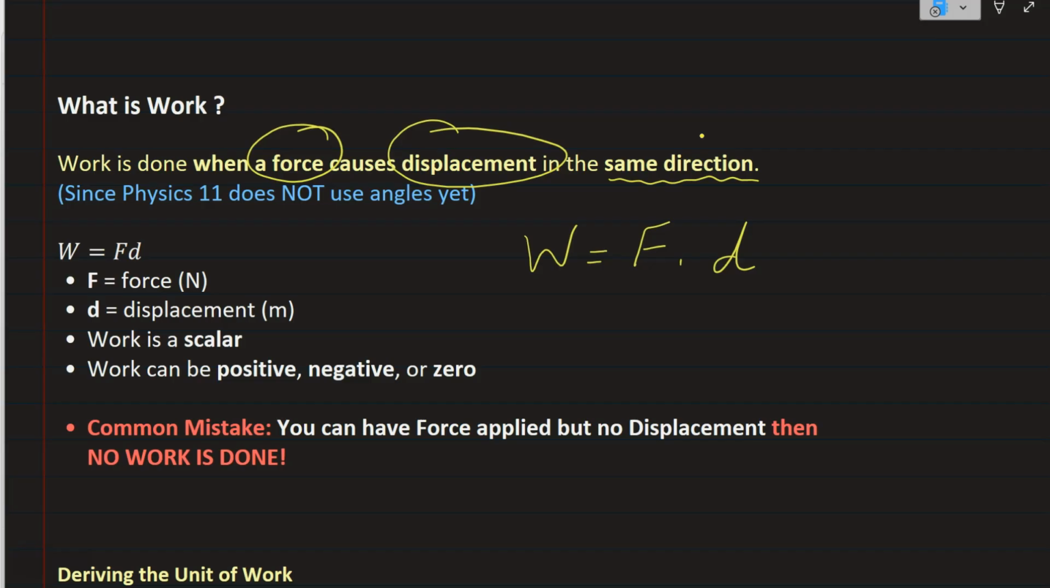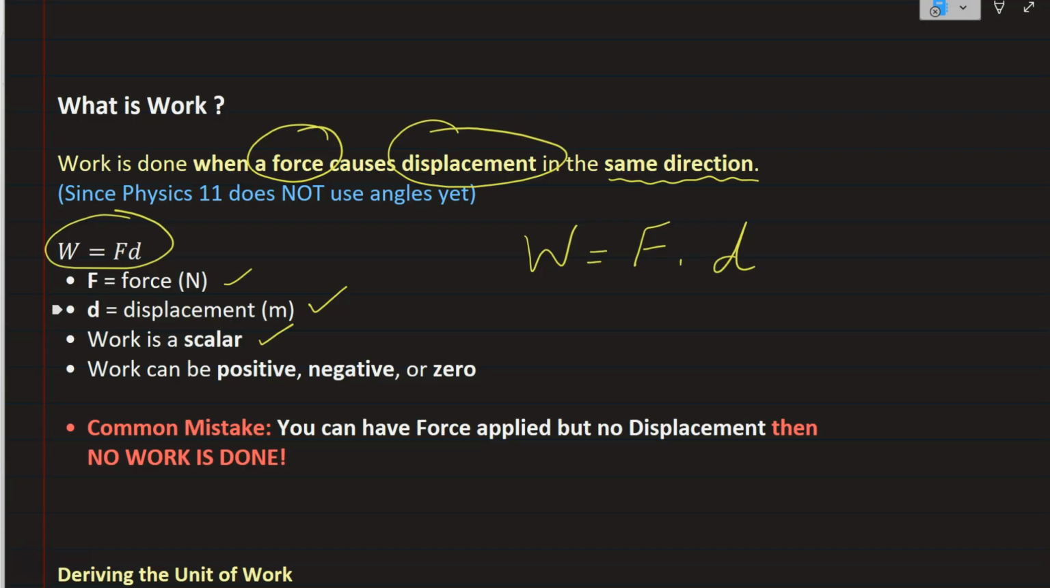Now, in this formula, W equal to F times D, F is force in Newton. That's the unit of force. Displacement is in meter, and work is not a vector. That's a common mistake that a lot of students make. They think because force is a vector and displacement is a vector, therefore work has to be a vector. But it's not. It's a scalar. There is actually a definition called the dot product, which you don't know yet, but just trust that when you multiply two vectors, you will get a scalar.